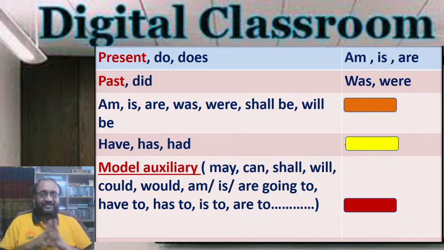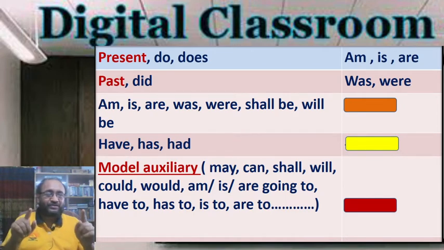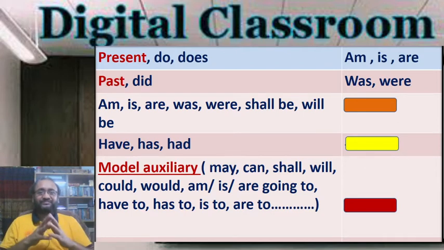Very good. Nice. So remember it. You have to give one auxiliary verb from your memory. So present tense, do, does, you have to use am, is, are. If the verb is past form or did, you have to use was or were. Wonderful. If the sentence has what? Am, is, are, was, were, be verb, shall, will, shall be, will be, modal auxiliary.